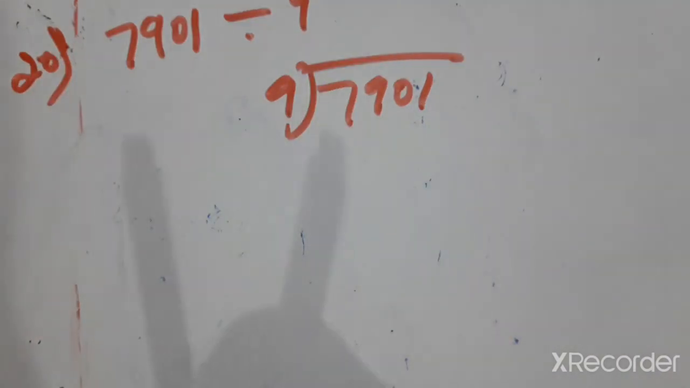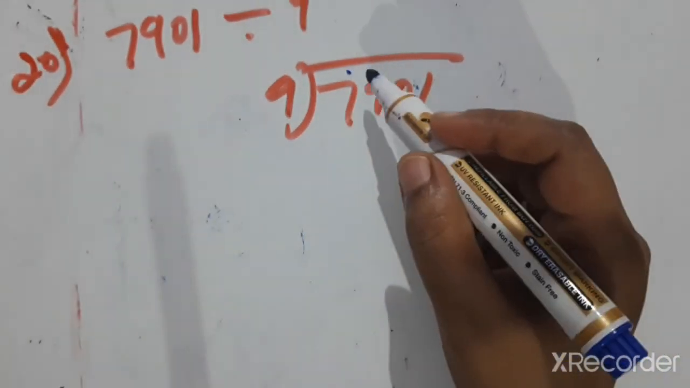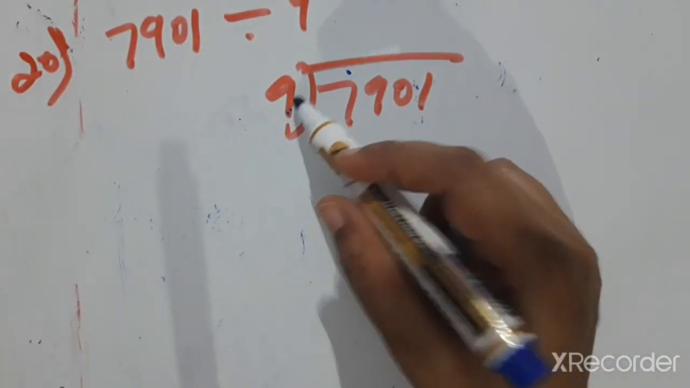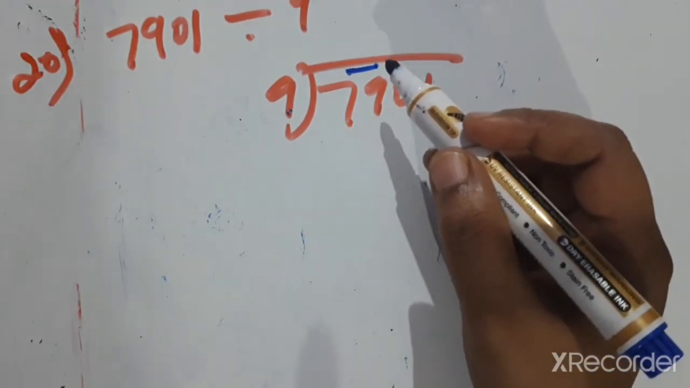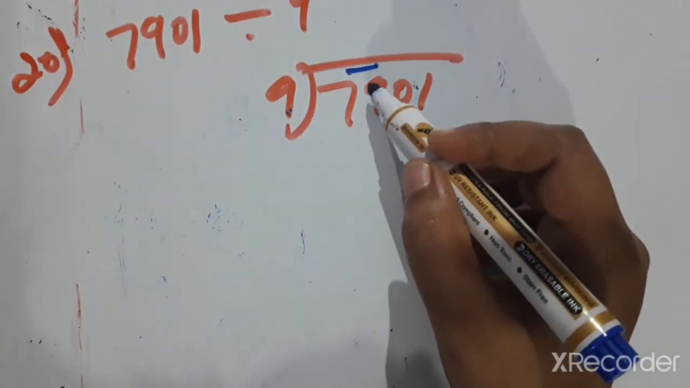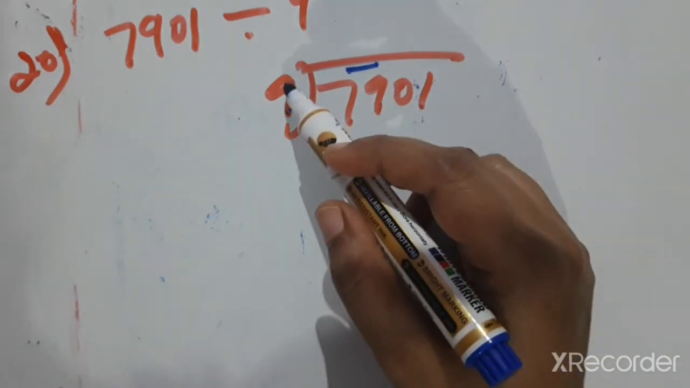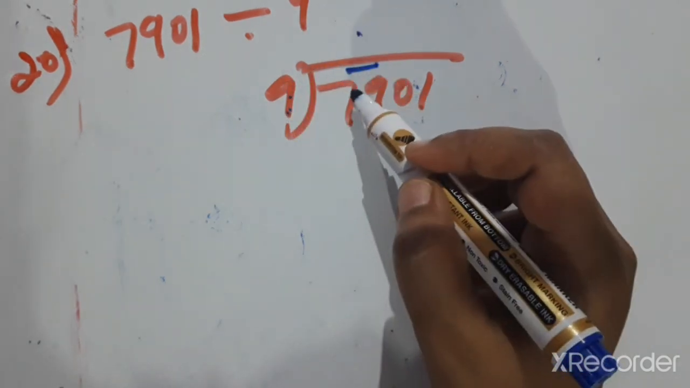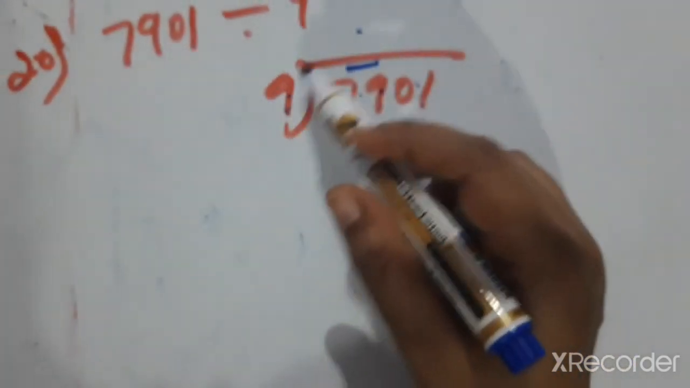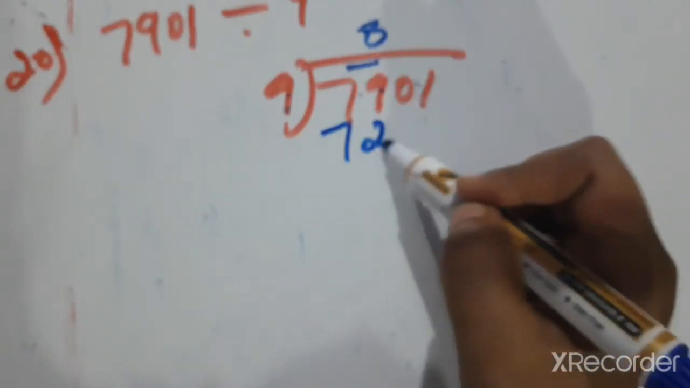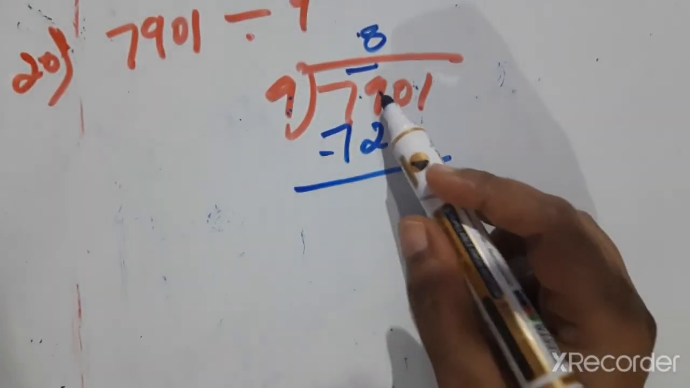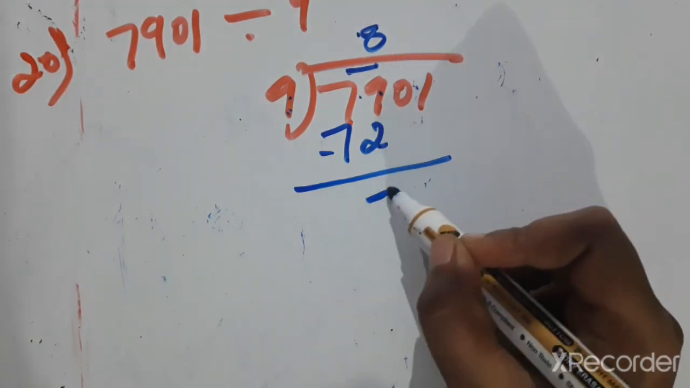Next one, 21, 7901 divided by 9. Can we consider 7? No, because 7 is less than this. So we have to take together, that is 79. 9 times how much is nearest to 79? 9 nines are 81, which is greater than this. So 9 eights are 72 is the nearest one. 79 minus 72 is 7.